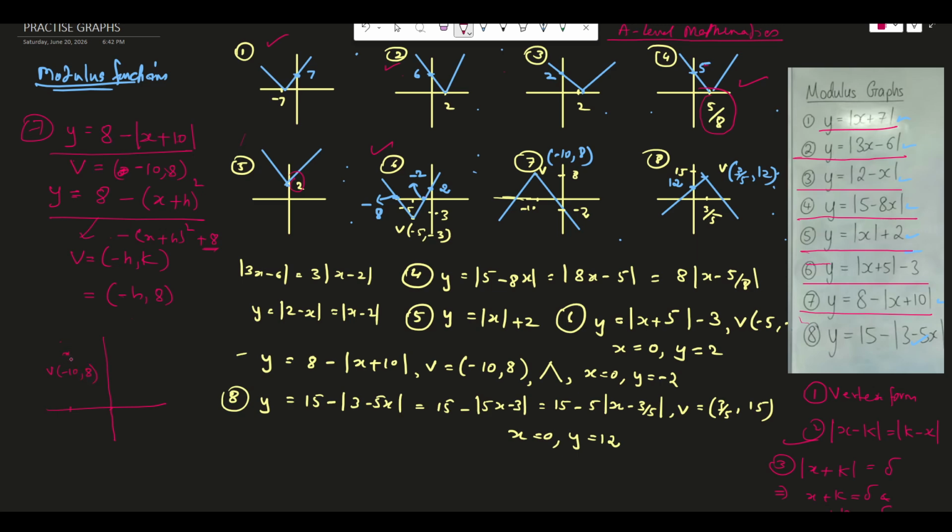Now at this point the graph is not going to be V shaped. Remember that it will be an inverted V. Why? Because can you see here, before the bracket with x plus h, you can see a minus.